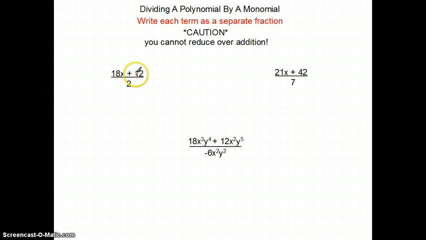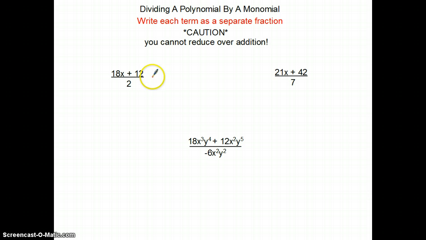They'll look at the problem and say, hey, 12 and 2 can reduce to a 6 and a 1. And so they say, on the top, I have 18x plus 6, and on the bottom, I have a 1. So my answer is just 18x plus 6. Now the problem is, way back here at the beginning, there was a plus sign in between your two terms. So what I did is actually not allowed. I may not reduce when there is a plus sign between two terms. I may only reduce over multiplication.